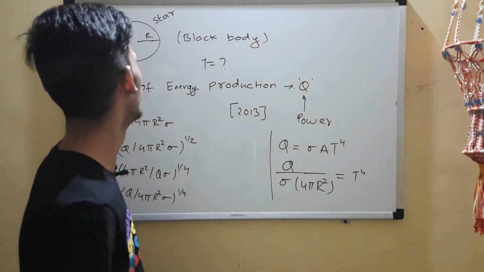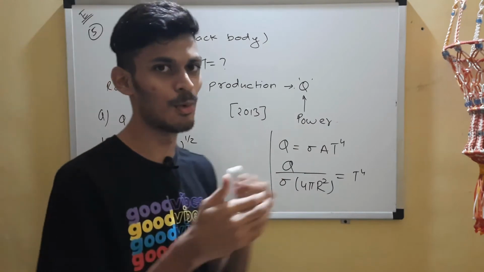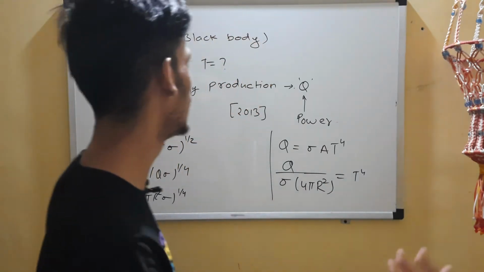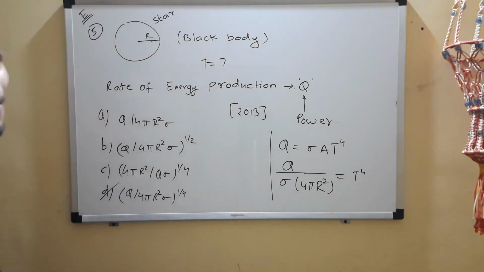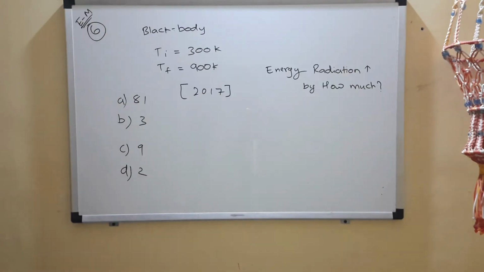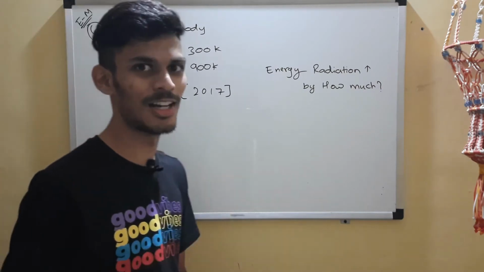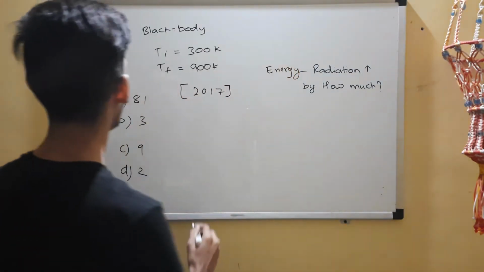Let's increase the level now. Let's go to the easy moderate category questions, the favorite of your BITSAT. Yeah, let's go to them. Question 6, the first question from the easy moderate category. This was asked in 2017.